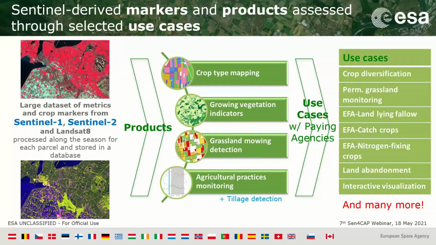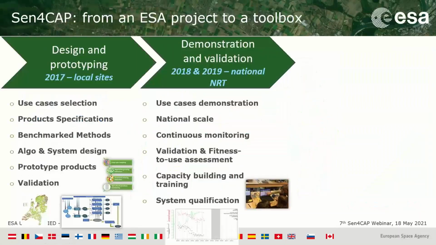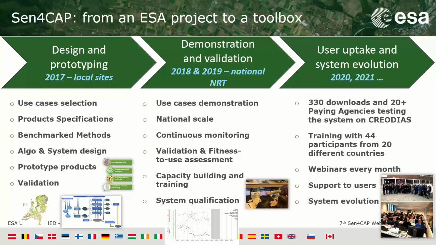So crop type map, growing vegetation indicators, a detection of grassland mowing, and some monitoring of some agricultural practices related to IFA, and also about the tillage. So this is supporting some use cases that were defined at the beginning of the project, but of course these products and especially these markers can be used to support many other applications, and this is already the case through other projects. So the Sen4CAP was at the beginning really a project organized into two main phases, where we developed methodologies and then we tested them.